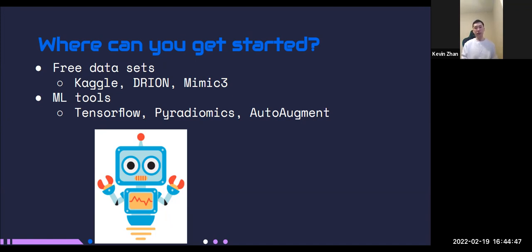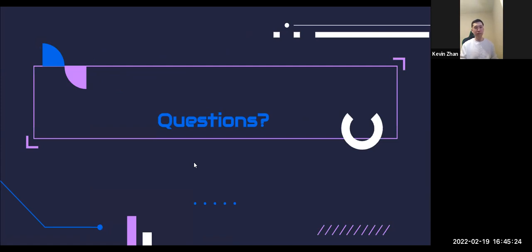Next, there's an increasing amount of machine learning tools out there. There's things like Keras, TensorFlow, and PyTorch for all your deep learning stuff. There's also PyRadiomics for radiomics feature extraction. Something that I stumbled upon recently was AutoAugment, which was developed by Google to find the optimal data augmentation parameters. So there's a lot of resources on the internet that you can find if you're interested in this kind of stuff. Yeah, so that should be it.